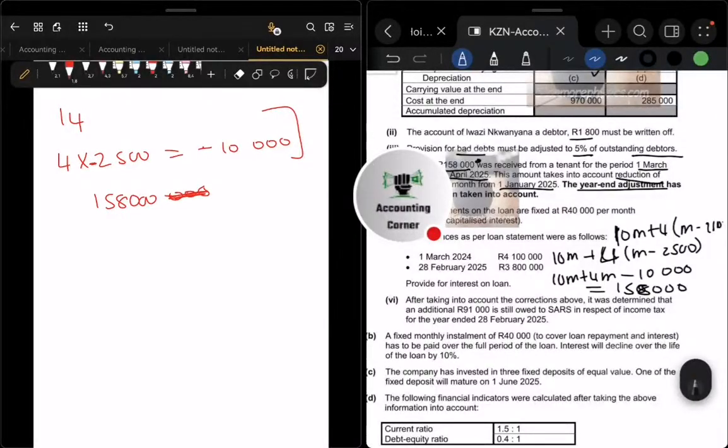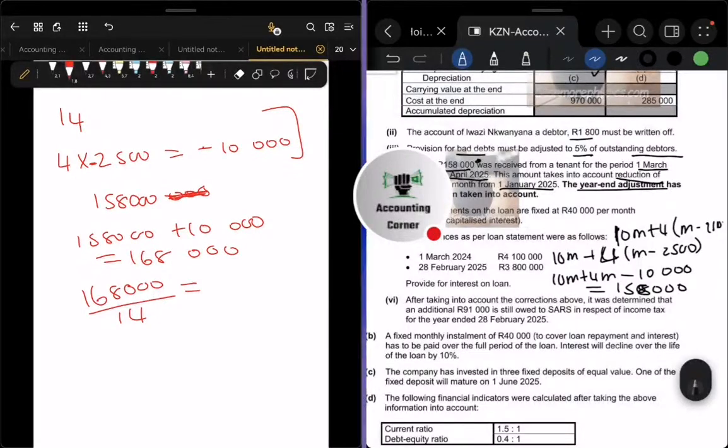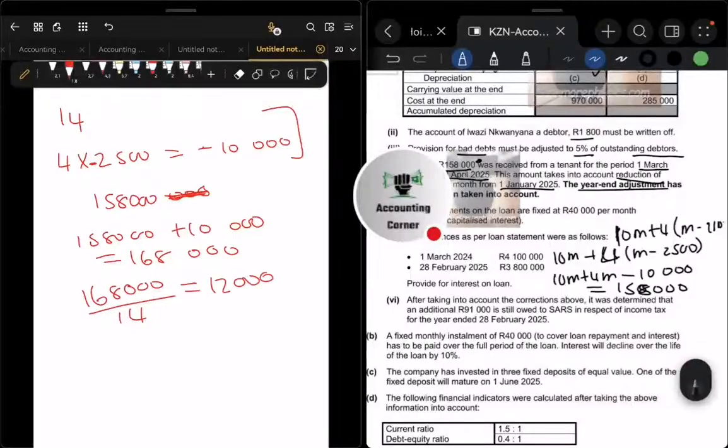So we would need to add back the reduction. So we say 158,000 plus 10,000, which will then give us 168,000. Then we say 168,000 divided by the total number of months rent was received, which is 14, and that will give us our rent per month before the reduction, which is 12,000.